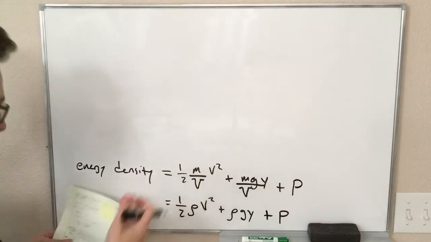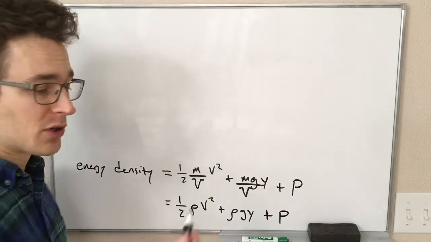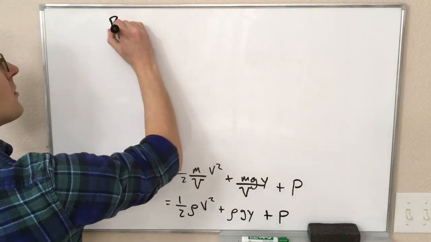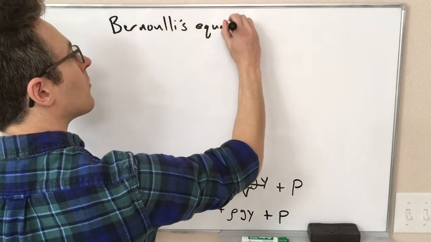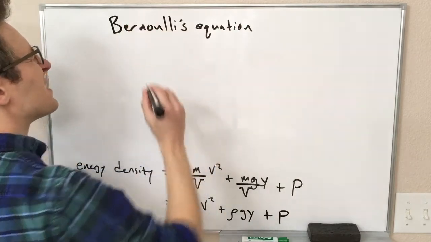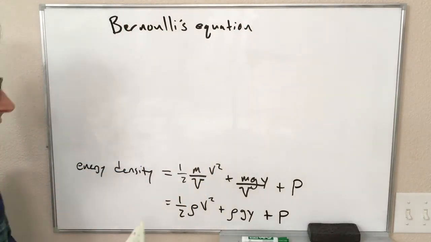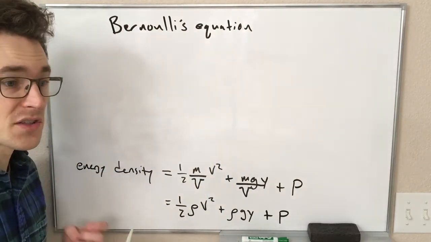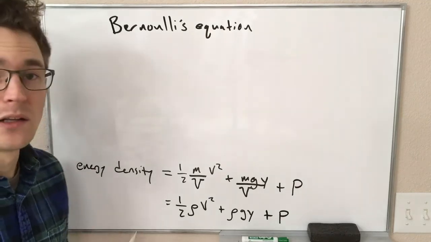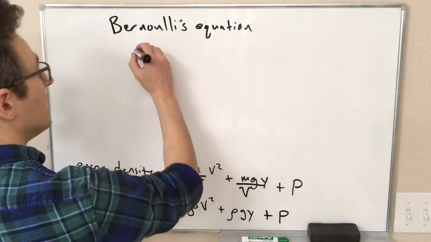So what can we do with this? This leads us to an important equation called Bernoulli's equation, which states that the energy density is constant along a line of flow in a fluid.